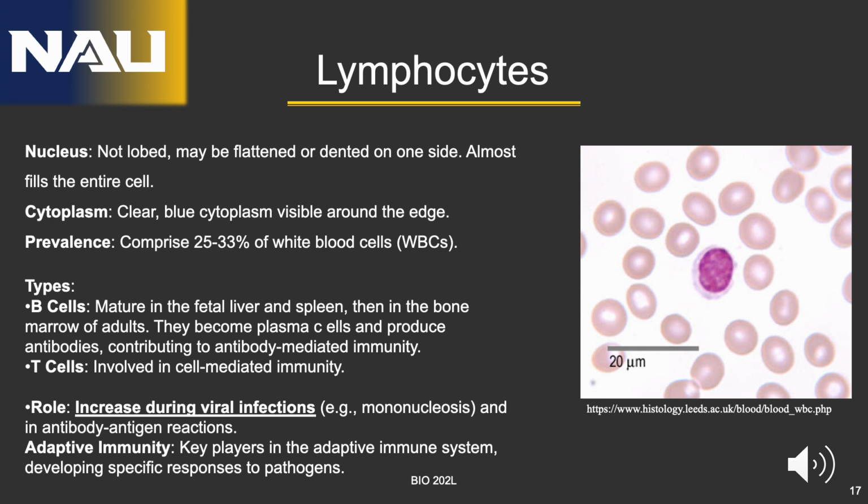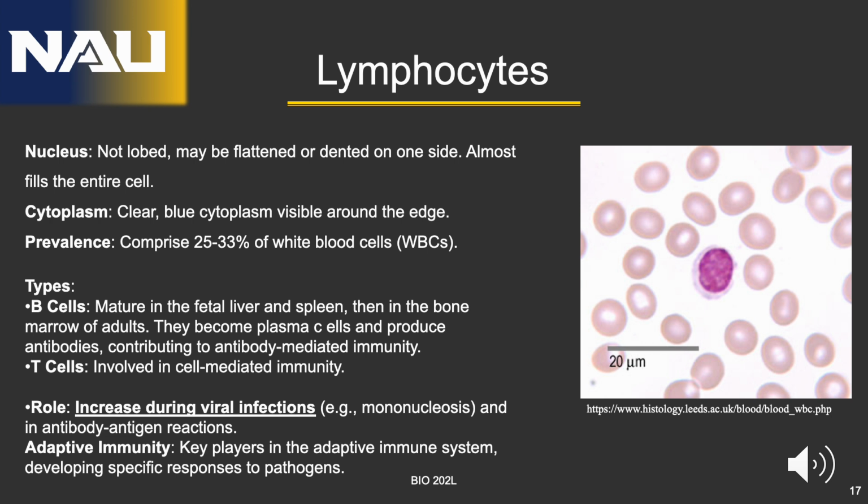B cells mature in the liver and spleen in fetuses and later in the bone marrow of adults. They become plasma cells and produce antibodies, contributing to antibody-mediated immunity. T cells are involved in cell-mediated immunity as well. They target infected or cancerous cells. You don't need to be able to differentiate these two, and you'll learn more in the larger lectures. The real thing you need to know is how to identify them and know their role.